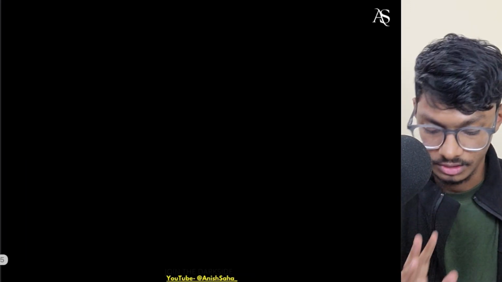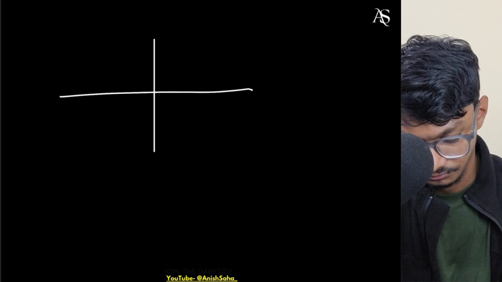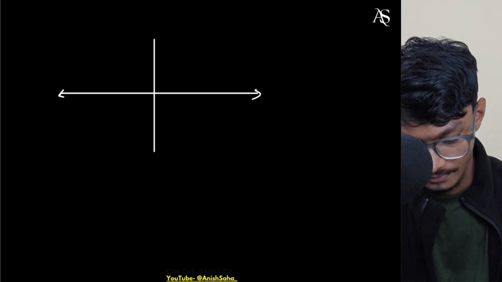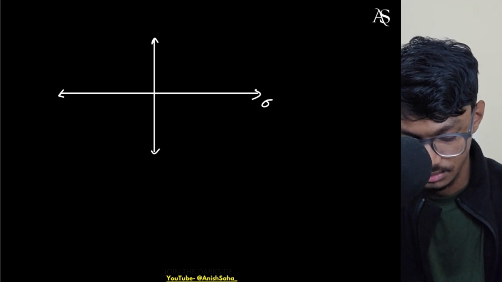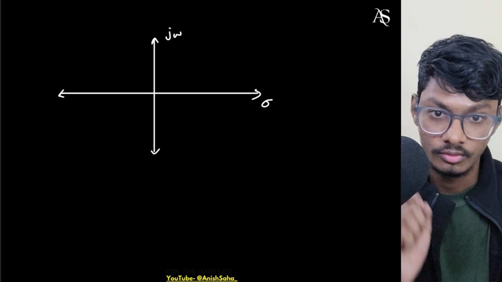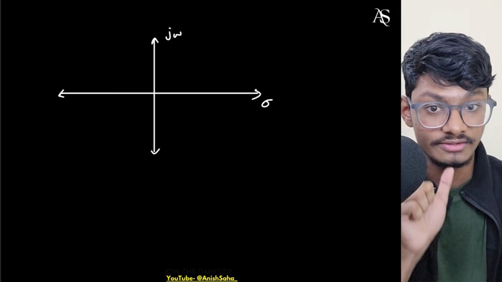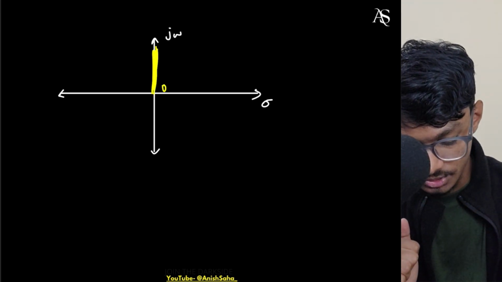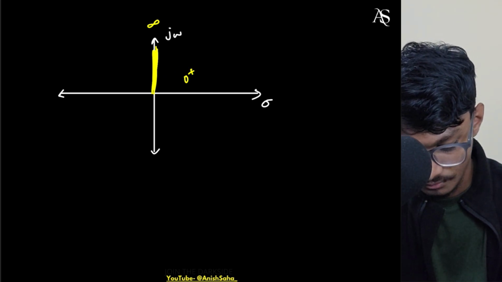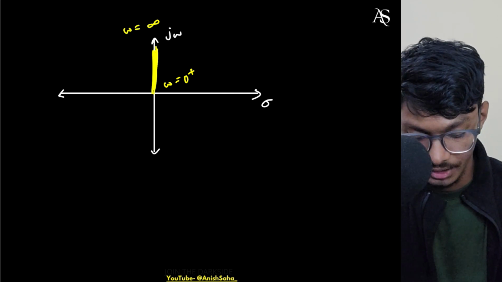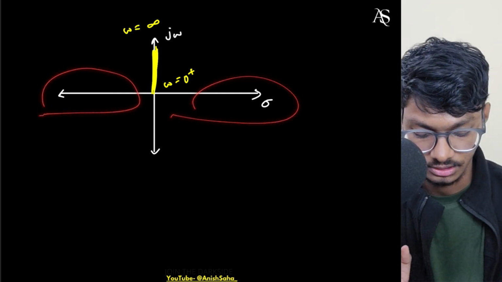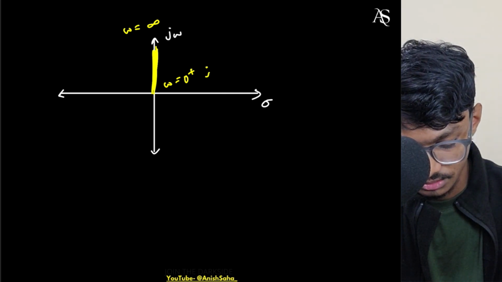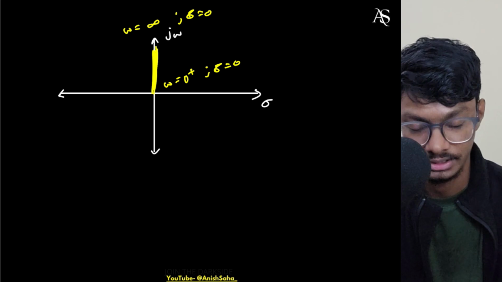And in the Bode plot, what do you do? If I just draw the s plane, with sigma and j omega axes, what we see is that we are only plotting for positive frequency. What do you mean by positive frequency? This part, omega equals 0 plus to infinity. We're not concerned with sigma. Sigma is 0 in this case. So that's why we don't see all these things.